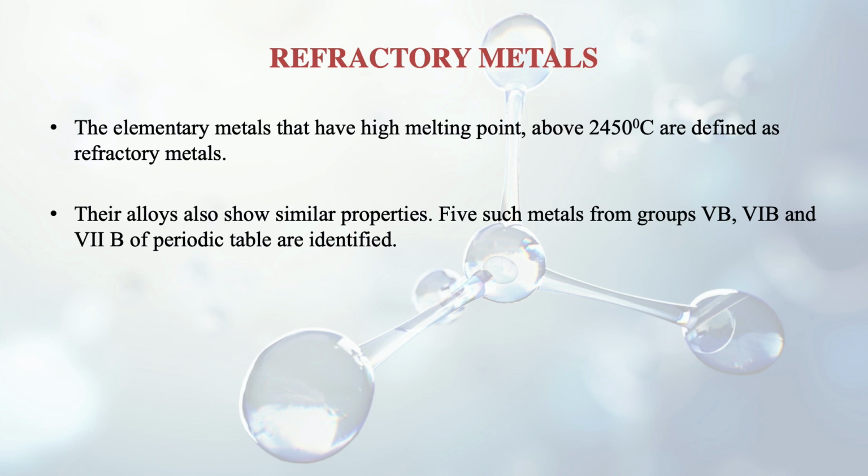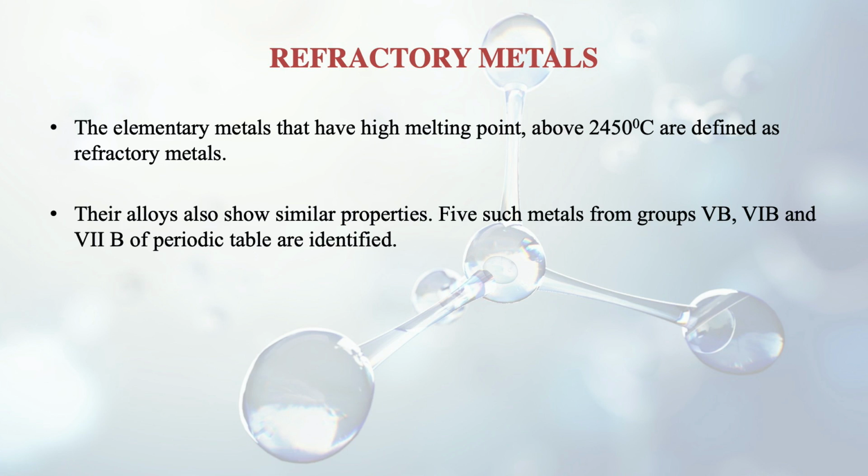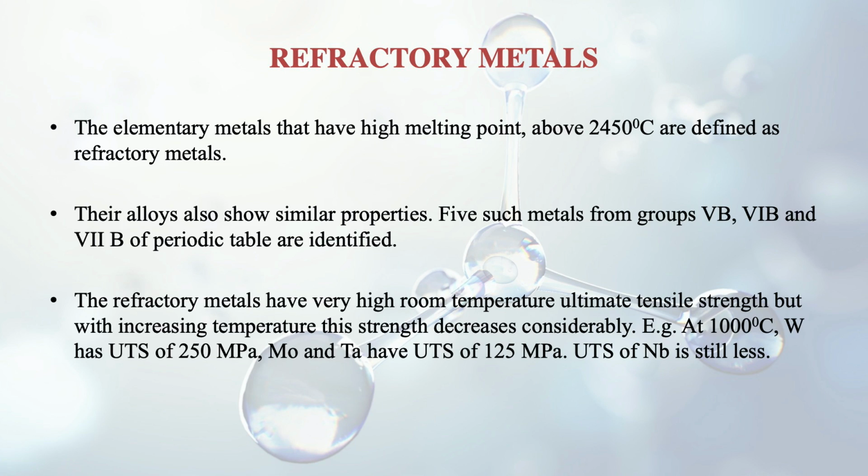And their alloys also show similar properties, like when we are adding one metal with another, the properties don't go away, they remain as such, like high melting point, etc. Five such metals from group 5B, 6B and 7B of the periodic table are identified for this purpose. So from your periodic table, which you read in chemistry, from these three groups these metals have been identified: 5B, 6B and 7B. The refractory metals have very high room temperature ultimate tensile strength.